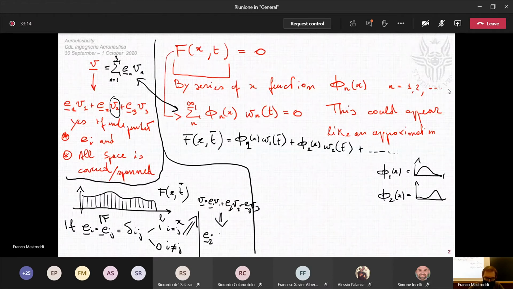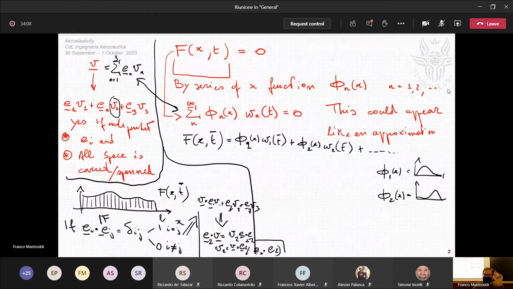e2 dot v is equal to e2 by e1 is 0, e2 by e2 is 1, e2 by e3 is 0, excuse me. And therefore you have v2. And eventually, if your basis is not orthogonal, you have here e2 dot e2. And so, as a final result, v2 is equal to v projected on e2 divided by e2 dot e2. Okay, so if you have an orthogonal basis, the component can be found as a projection.